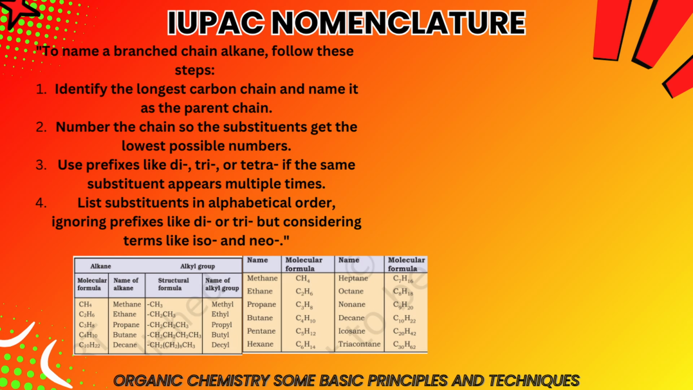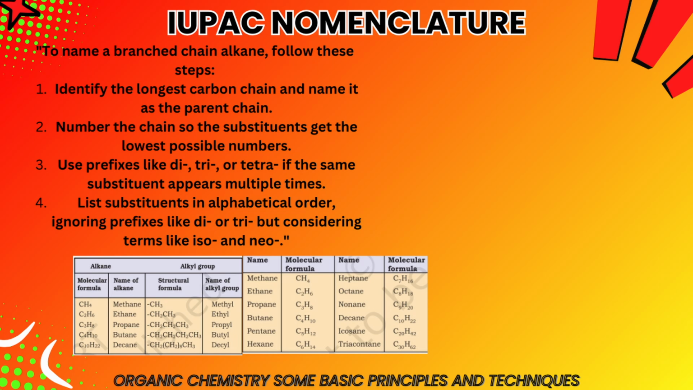To name a branched chain alkane, first we have to identify the longest carbon chain and name it as the parent chain. Number the chain so that the substituents get the lowest possible numbers. Then use prefixes like di, tri, or tetra if the same substituent appears multiple times. Then list substituents in alphabetical order, ignoring prefixes like di or tri, but considering terms like iso and neo.